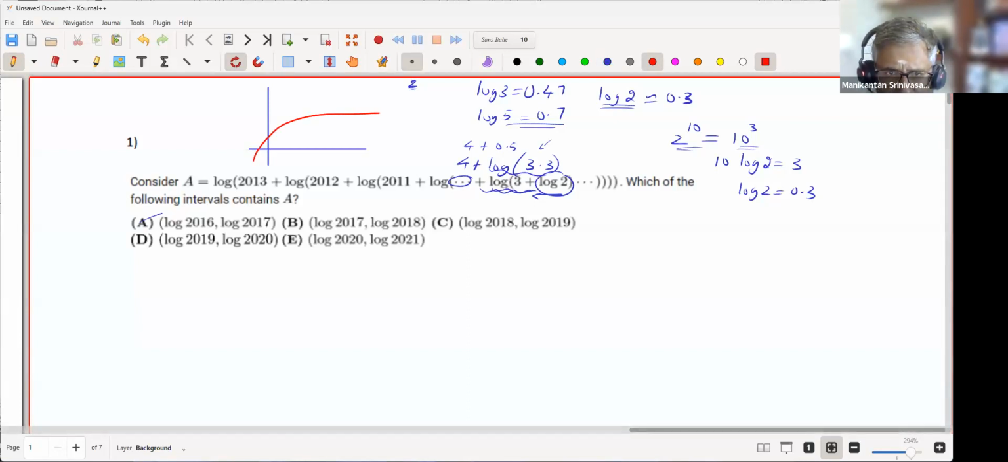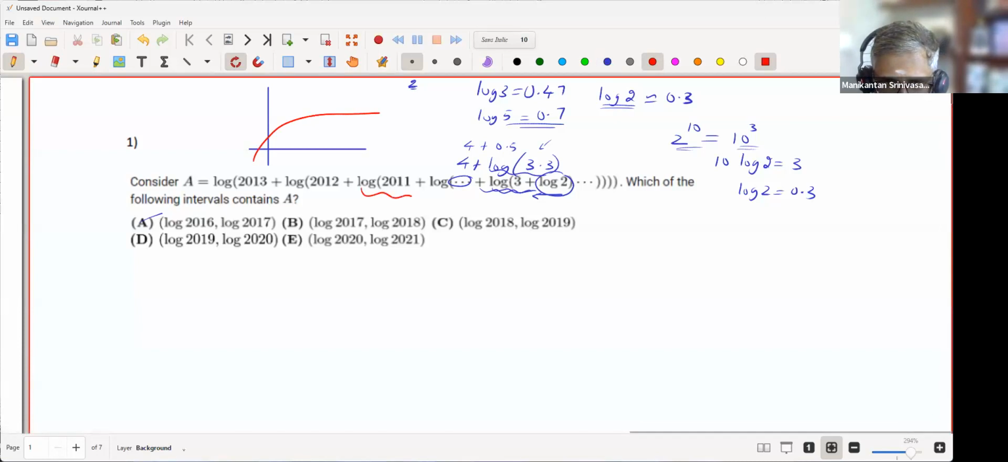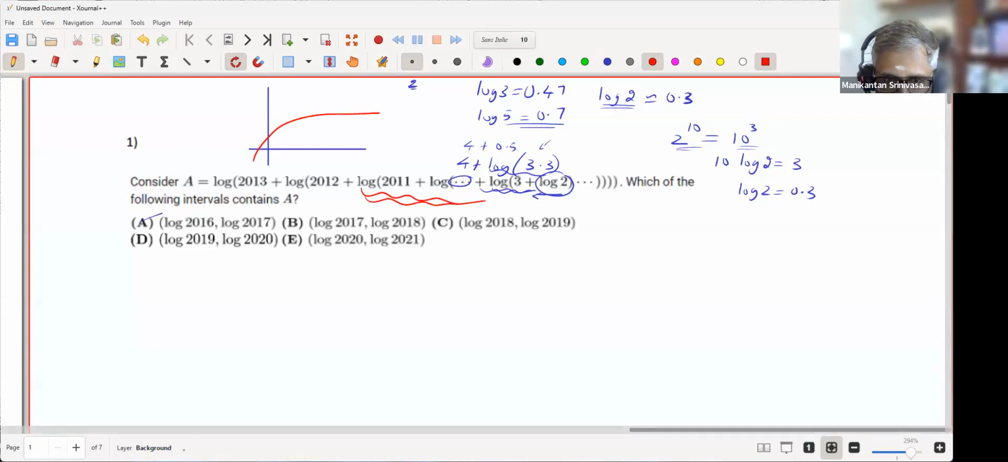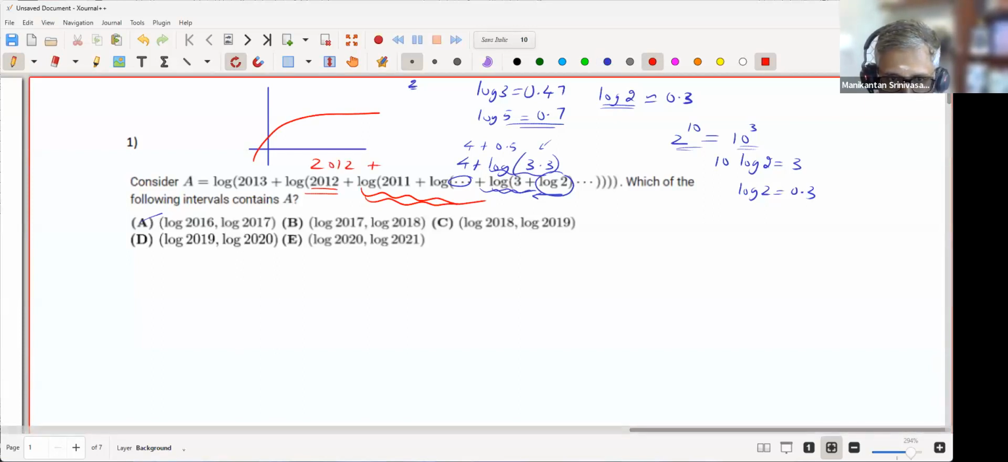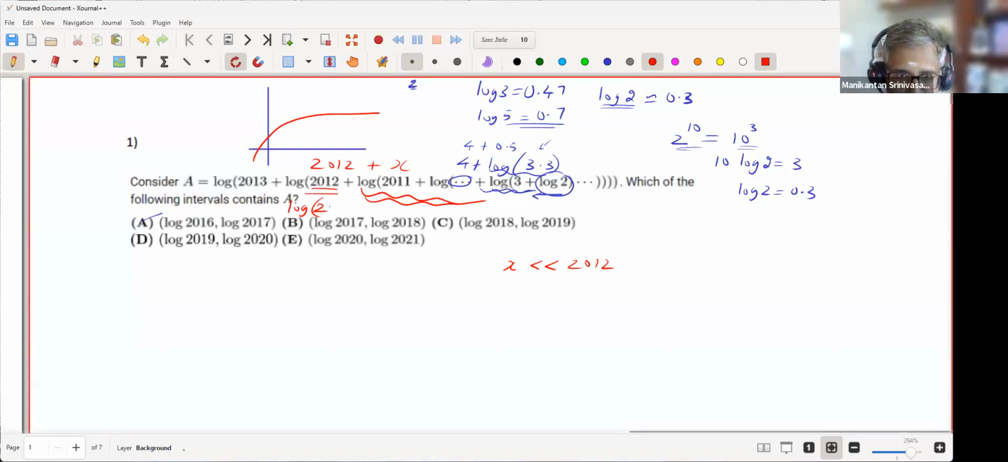Okay, so now back to what she was saying. That means all of this can be approximated to be much smaller than 2012. So this is 2012 plus some change. Let's call that change X or something. But X is going to be substantially less than 2012, and therefore we have log of 2012 plus approximately X. So log of 2012 plus X is approximately log of 2012.